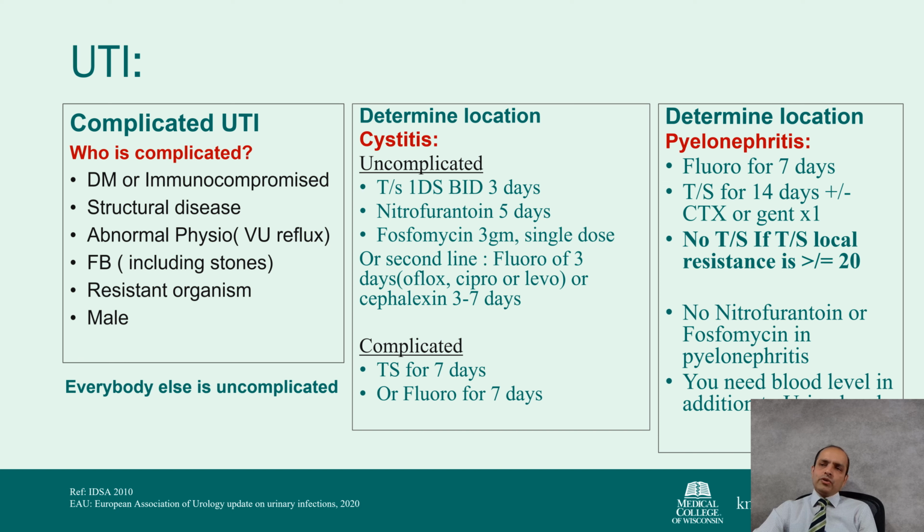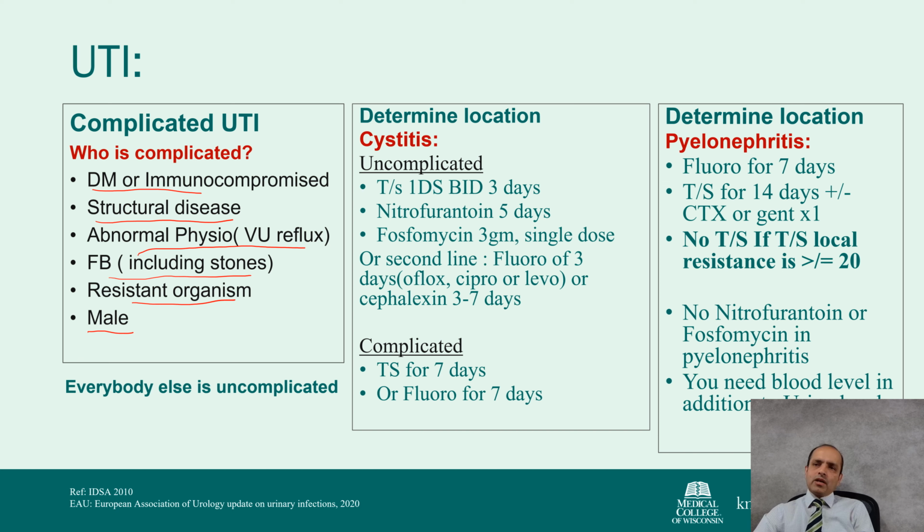And then you need to determine complication. So what makes your patient complicated? Remember these 6 factors, and always remember before you answer question on the board. Diabetes or immunocompromised, somebody with a structural disease, somebody with a duplication of ureter, or somebody with horseshoe kidney, or abnormal physiology, something like vesicoureteral reflux, or somebody with a foreign body, somebody with stones, or somebody with a resistant organism, and male is conventionally and classically considered complicated UTI.